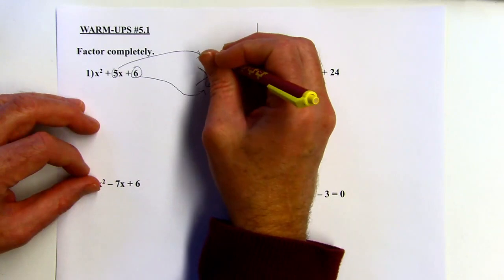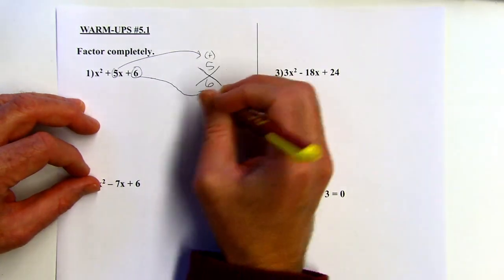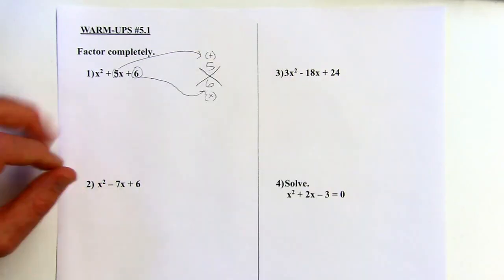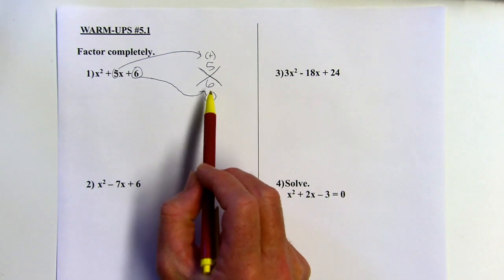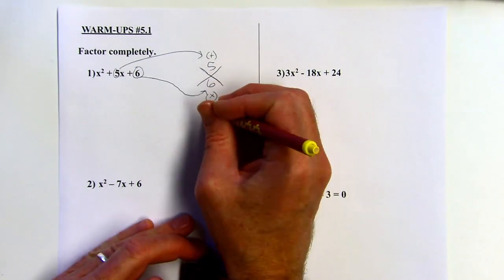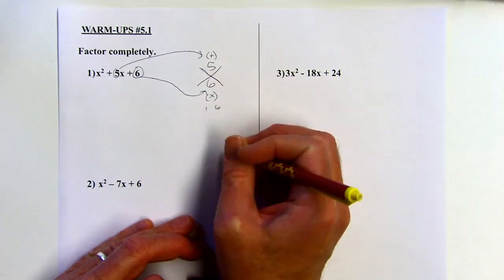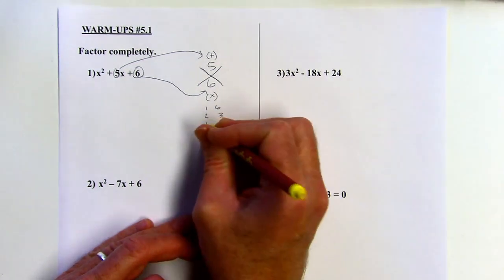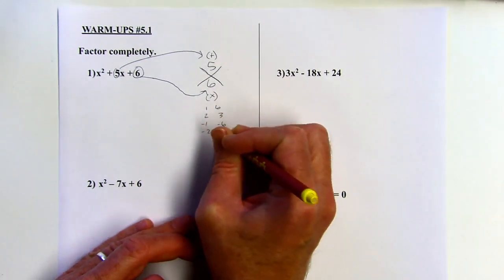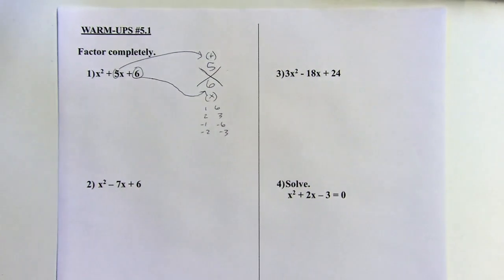And then I'm looking for two numbers that are going to add to 5, and the same two numbers are going to multiply to 6. So I usually start by brainstorming on the multiplication side. How can I multiply to get 6 using integers? I could do 1 times 6, 2 times 3, -1 times -6, or -2 times -3. And those are really all the ways that you can multiply to get 6 using integers.